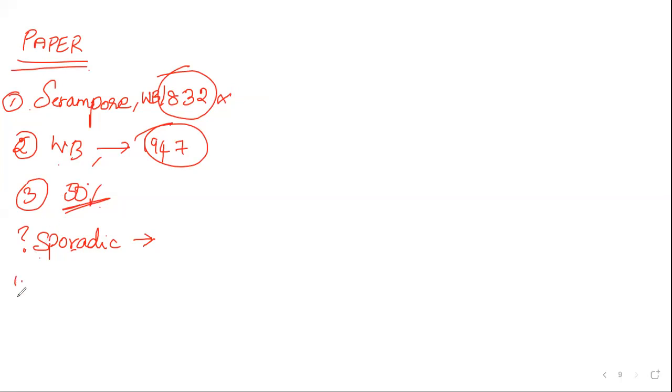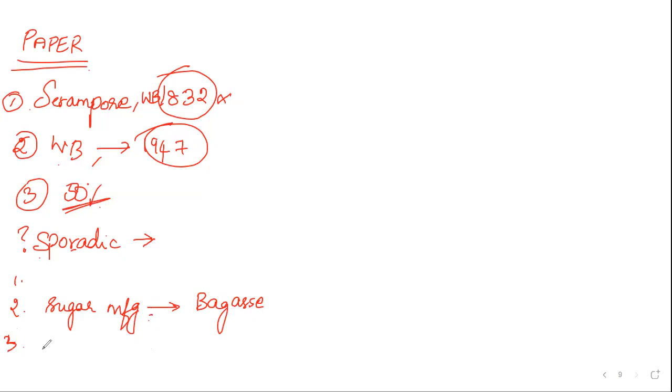The second thing is that some of the paper manufacturing units are functioning as an integrated plant in the sugar manufacturing industry. What did we study? We studied something called bagasse. Bagasse is used for paper manufacturing. That's the reason sugar manufacturing units are functioning in an integrated manner with paper units. That is also one of the reasons for the sporadic manufacturing.